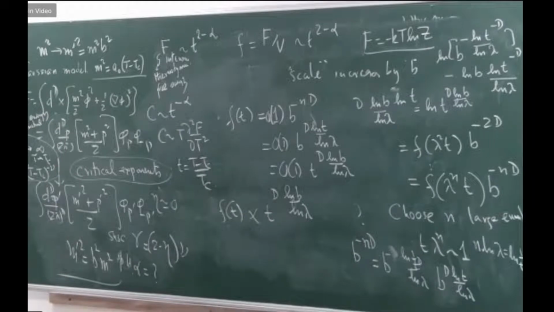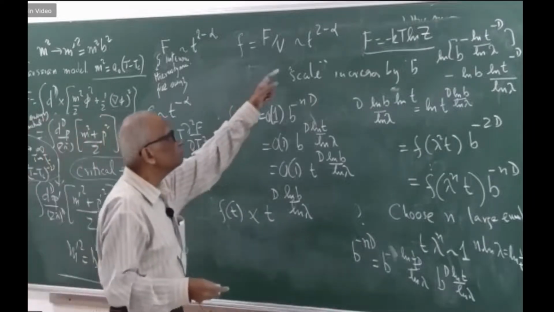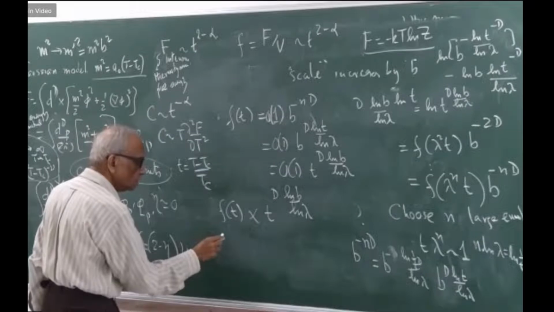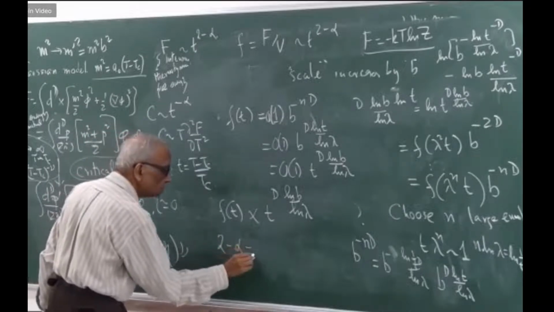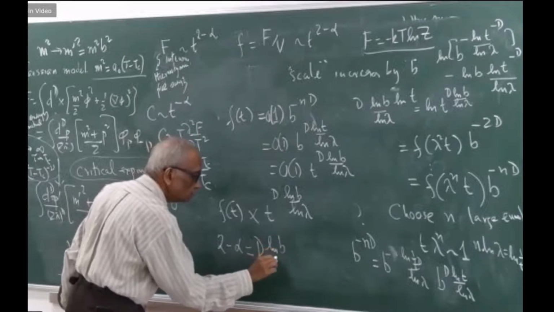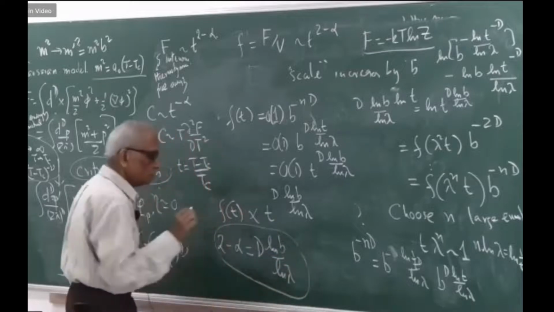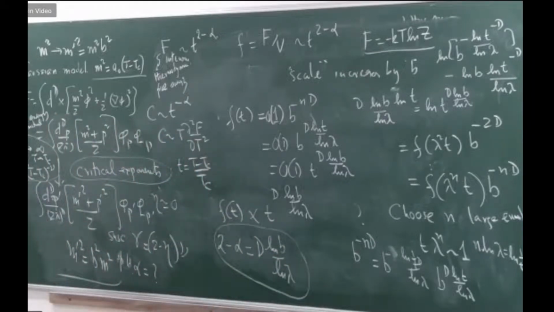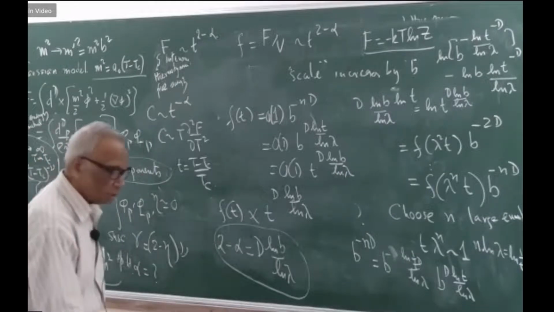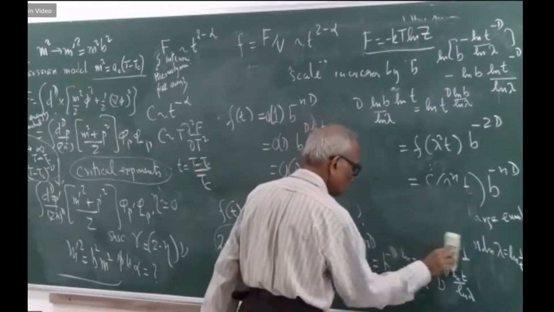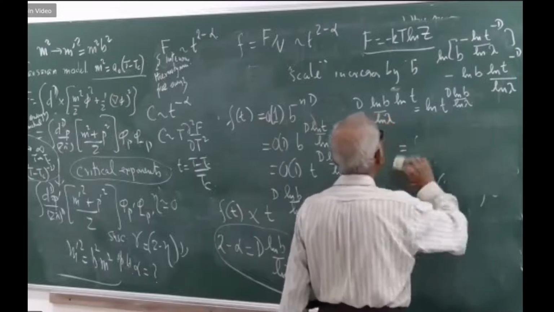But f of t scales as t to the power 2 minus alpha. So 2 minus alpha is equal to d log b divided by log lambda. That's one identity that we have obtained: 2 minus alpha is d log b divided by log lambda. Now the question is, well, I think I can erase this, we are almost through.